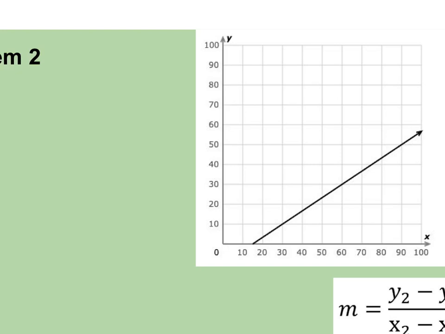Practice problem 2. First step, identify the points you're going to use, okay? Can't use this first point. Look at it. It's in the middle. So hopefully you didn't try to use that one.